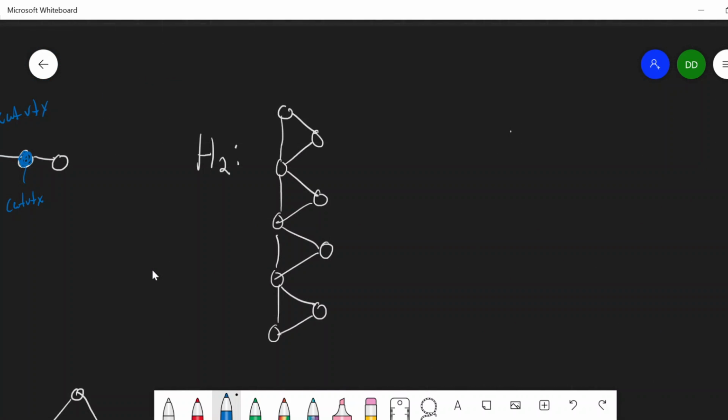How about this one? So notice if I remove any one of these vertices here on the side, my graph will still be connected. So none of those are cut vertices. This vertex is not a cut vertex. Down here, this vertex is not a cut vertex. But this one would disconnect the graph. This one would disconnect the graph. And this one would disconnect the graph. So these are all cut vertices.